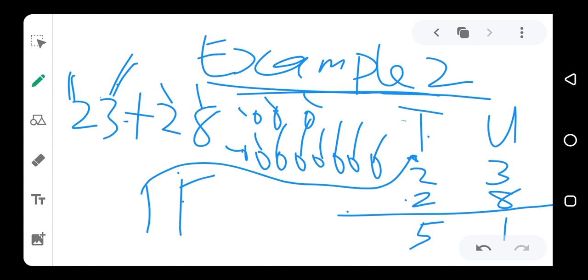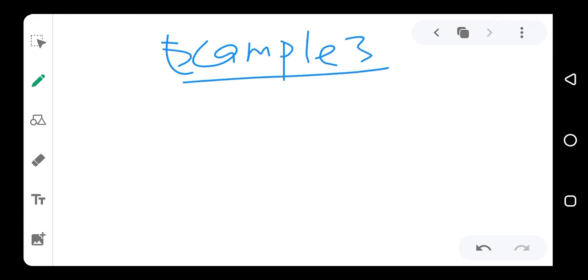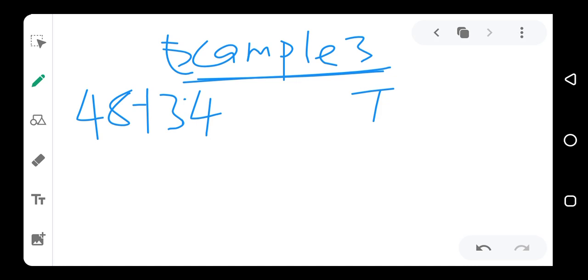Let's solve another example. Let's look at 48 plus 34. Now we have our tens and units.